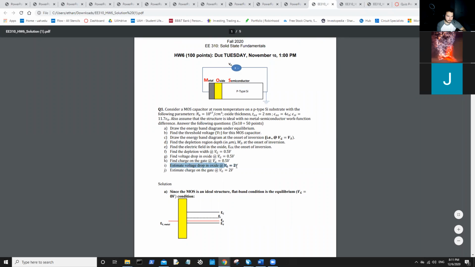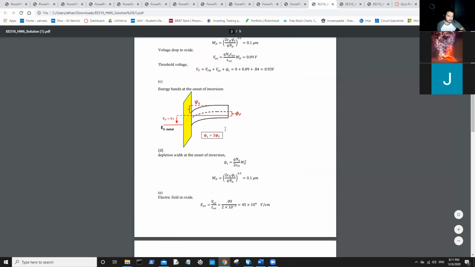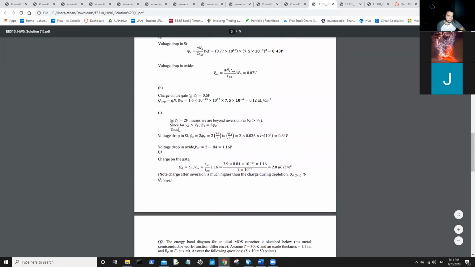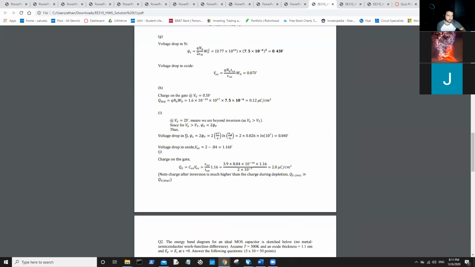Here, let's look at I. I says voltage drop of 2 volts, that's past the threshold, so this should probably have the answer for us. Yeah, beyond inversion. Oh. Well, that was easy. Okay.